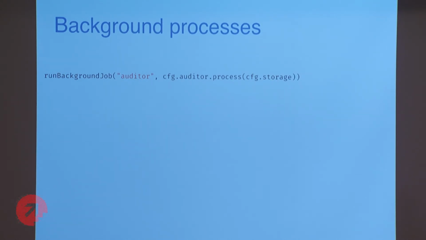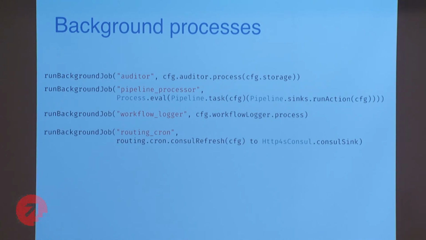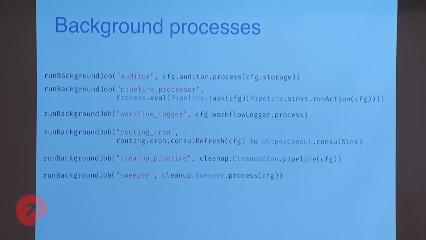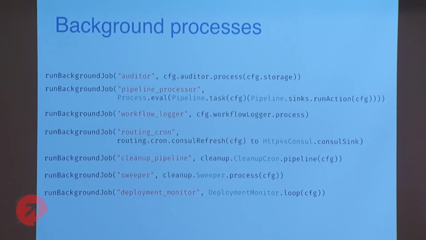For background processes, this is the stuff that runs in the background when Nelson's not deploying. These background jobs are Scalaz streams that are continuously polling or publishing information. One is the auditor, which provides audit log information for why Nelson launched or deleted a particular thing. The pipeline processor does the launch workflow, so it listens for GitHub release events and runs them through a pipeline. Workflow logger is for logging. Routing cron publishes service discovery information out of Cadence. A cleanup pipeline and sweeper do the GC passes over the graph. And the deployment monitor monitors health checks so people can see whether all their services are healthy.